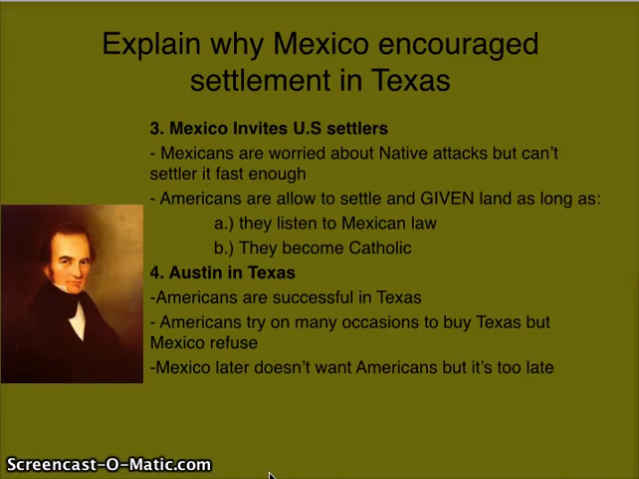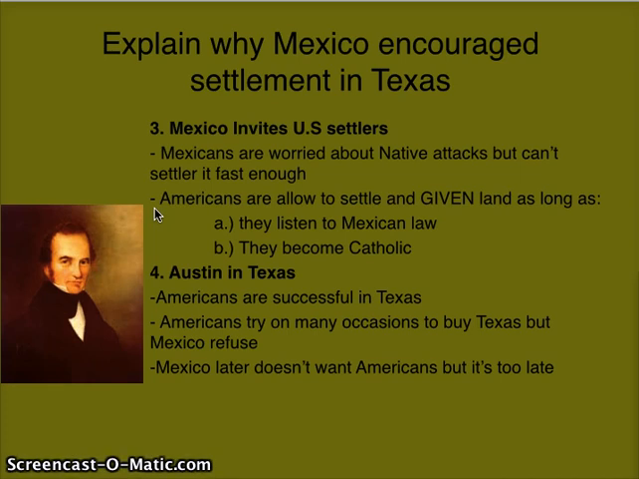So now we're starting to discuss this first objective question. Explain why Mexico encouraged settlement in Texas. So Mexico, they actually start inviting Americans to settle in areas of Texas. And the reason why is that they are worried about natives attacking. There's not enough people in Mexico to really settle these areas. So that is why they figured, since they're trading with Americans already, why don't we invite Americans in? And they gave them land or land grants, meaning cheap land, for Americans to settle in these areas.